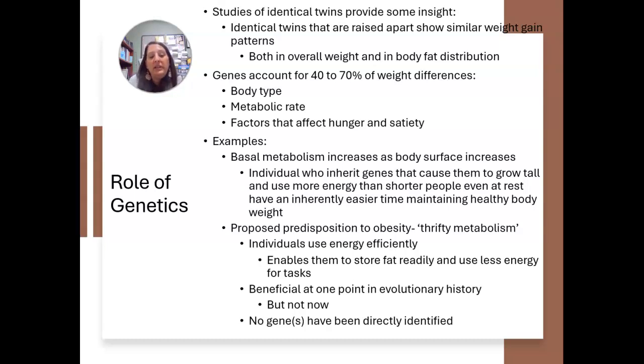Okay, it's believed that this thrifty metabolism, having this ability to use energy efficiently and then store fat, at one point in evolutionary history was very beneficial, right? In hunter-gatherer days, when food was less prevalent, right? It was sparse, and so storing fat was a benefit at that point in time. But now that's not so true anymore, right? Food is much more readily available, usually. And so individuals that have this thrifty metabolism are at a disadvantage. They have a higher tendency to store fat and gain weight.